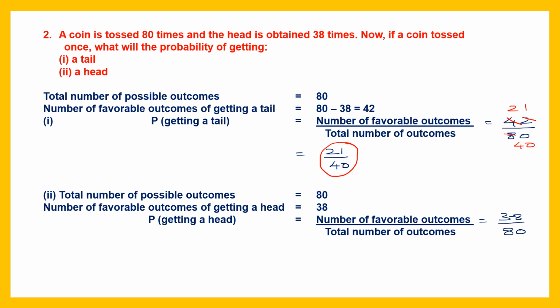Again, let's reduce this to the lowest term. 2 into 19 is 38. 2 into 40 is 80. So what do we have? We have 19 by 40. So the probability of getting a head is 19 by 40. We're leaving it as a fraction. If you're asked to convert it to a decimal number or a percentage, you can do it. So right now we leave it as a fraction.